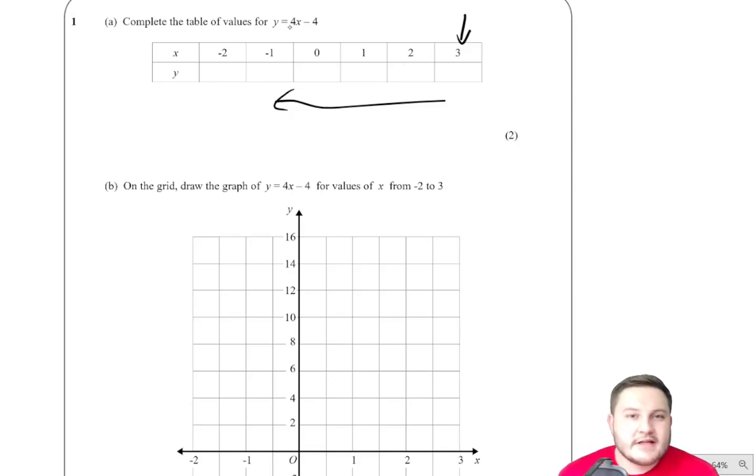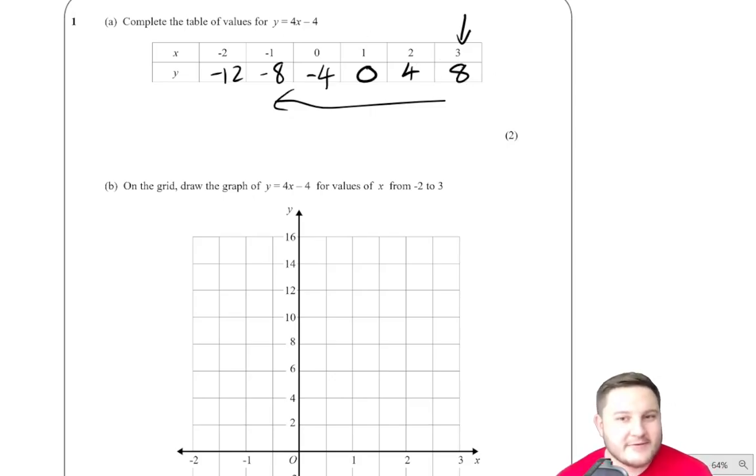So what I need to do is 4 times 3, which is 12, because I'm trying to work out the value for x equals 3. So 4 times 3, which is 12, take away 4, which is 8. And then 4 times 2, which is 8, take away 4, which is 4. And then 4 times 1, which is 4, take away 4, which is 0. 4 times 0 is 0, take away 4 is minus 4. And then the next one will be minus 8 and minus 12, because it actually goes down by 4 if you work from right to left. And then I just need to plot those coordinates on my graph.